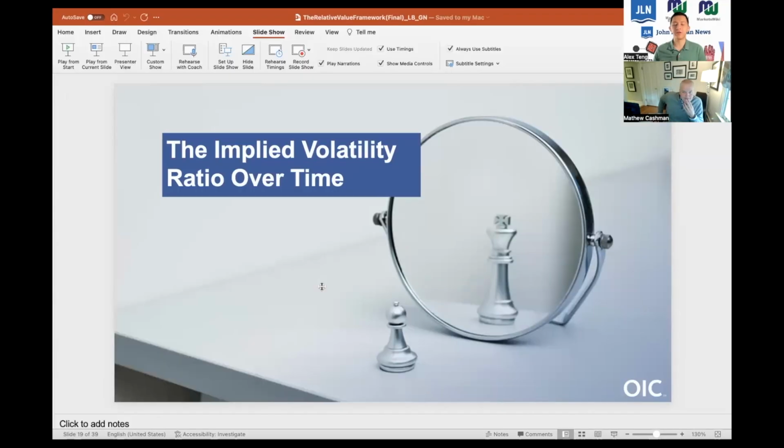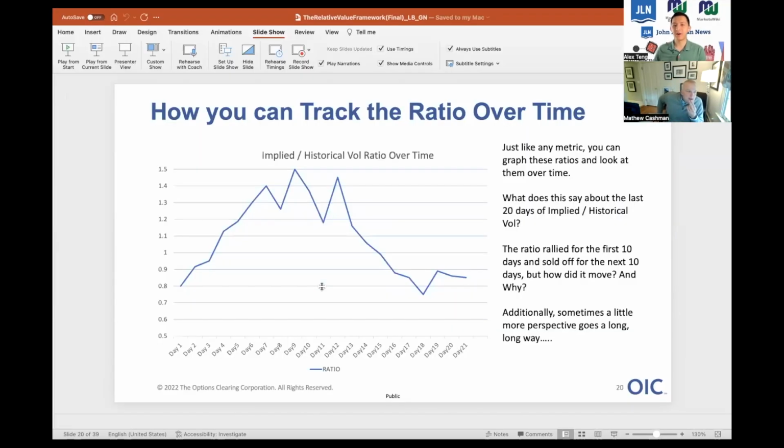Can you explain how that works and how to analyze these over time and how to find those potential levels that you can use as comparison?